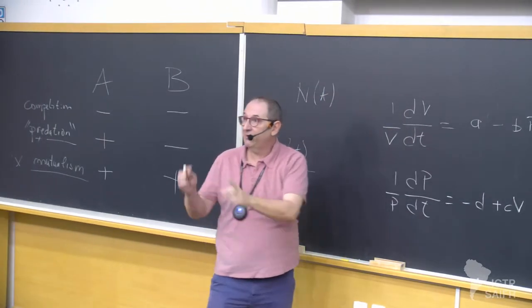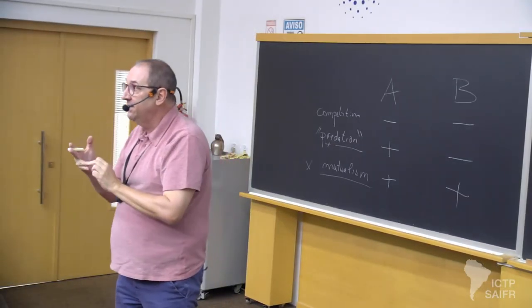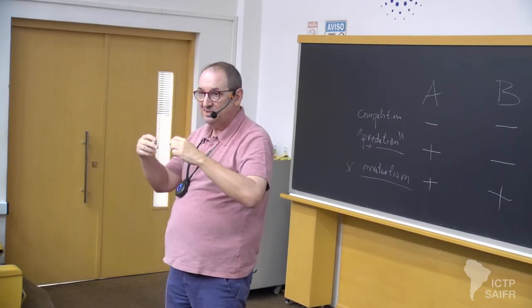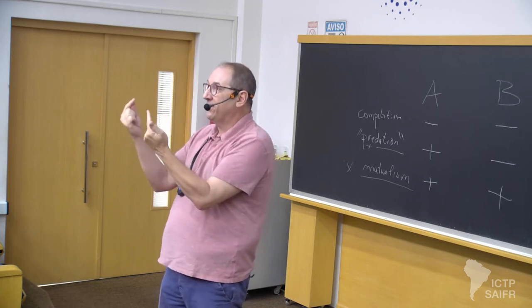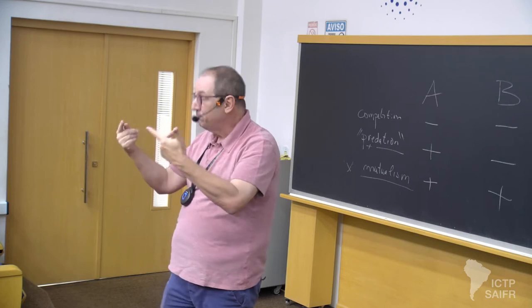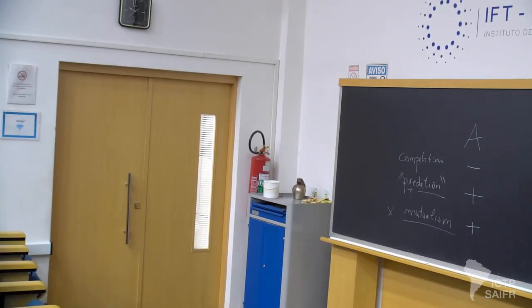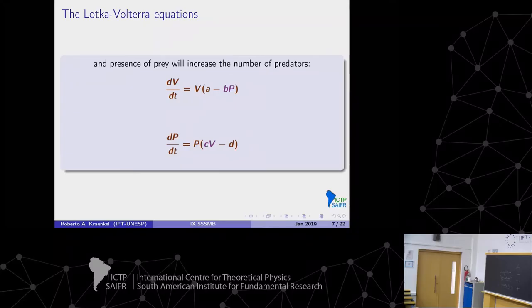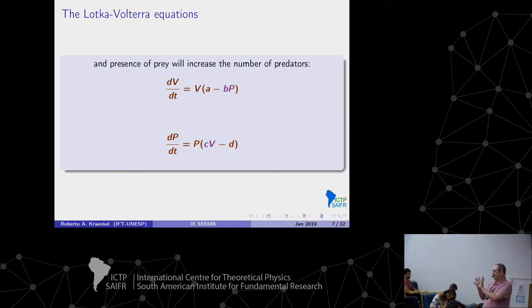So now you have two equations for two variables. You have V and you have P, and the equations are such that they are coupled. You cannot solve one equation and then the other. You have to solve them both at the same time. Sometimes you can define a kind of a super species thing.